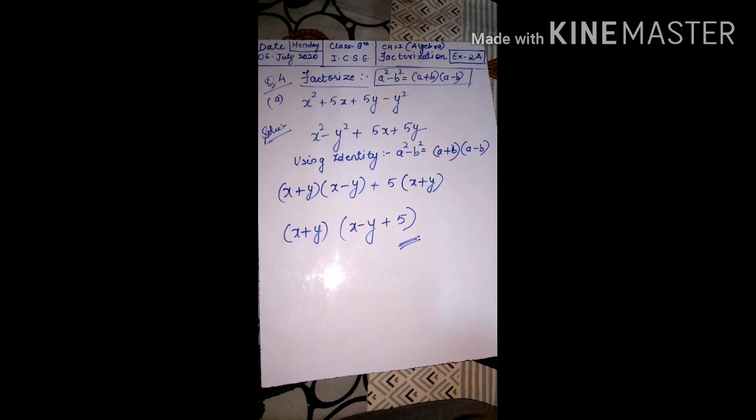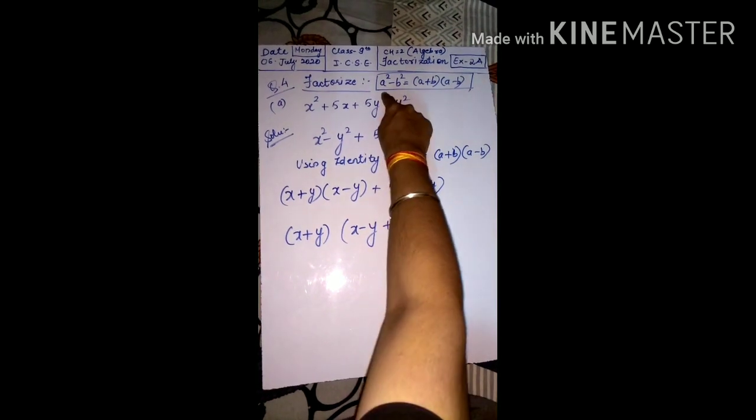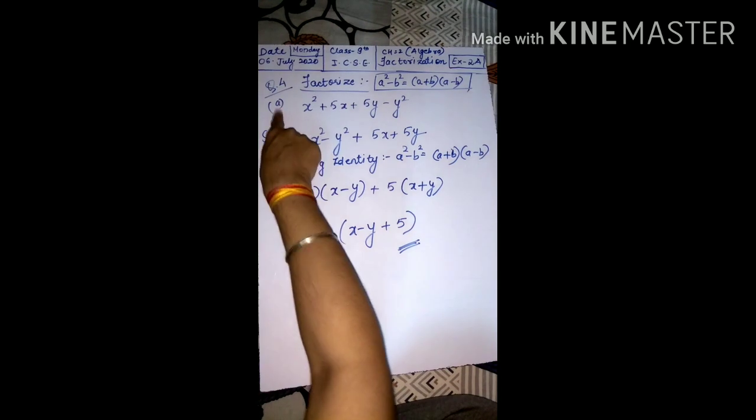We are doing exercise 2a and up to the third question we have already done. Now let us do from the fourth question. That is again factorization, based on a square minus b square, that is a plus b and a minus b. So here is the solution first.